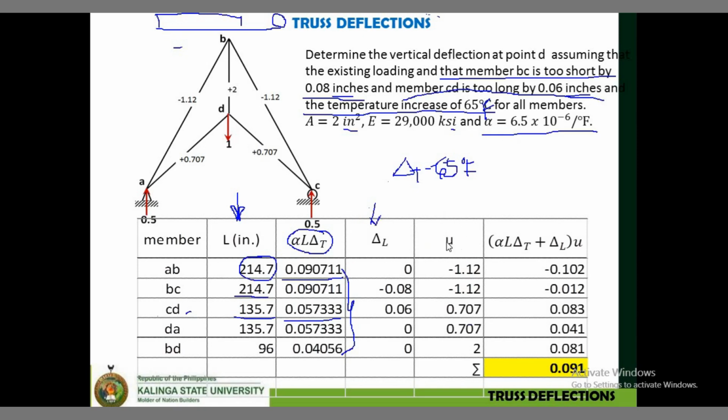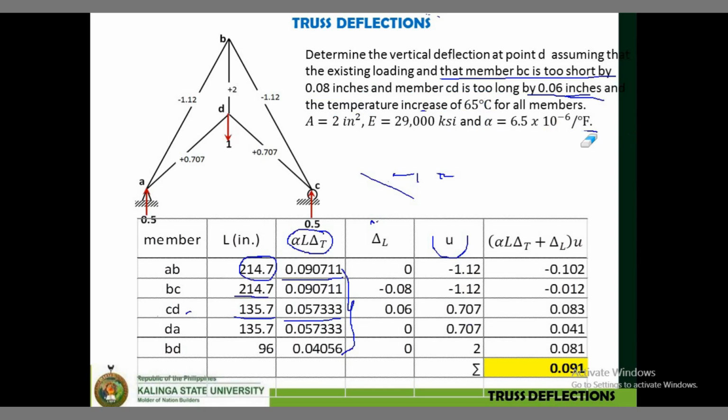Now, itong U na to. Saan ko nakuha yung U? Itong value ng U? Galing yan dito sa figure na to. Sa may U system. Na-solve ko si U again using step 2. Step 2, na-discuss tayo dito sa previous slides. So, if you try to look at the diagram, for the values of U, AB has a value of negative 1.12. Bakit negative? Ibig sabihin, si AB is under compression.